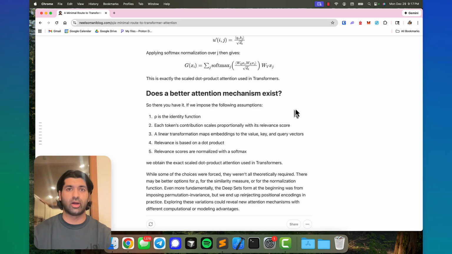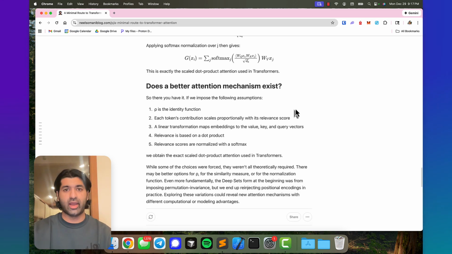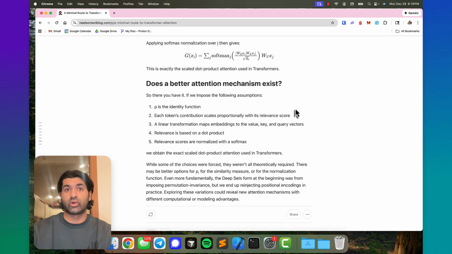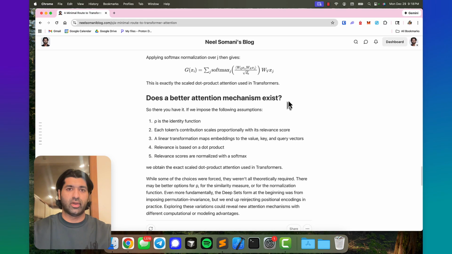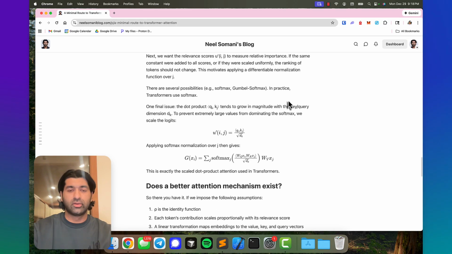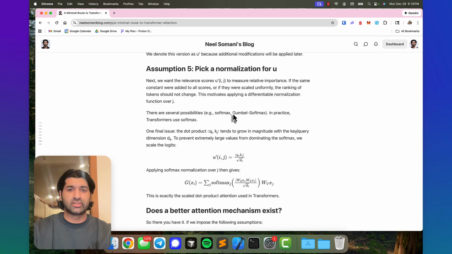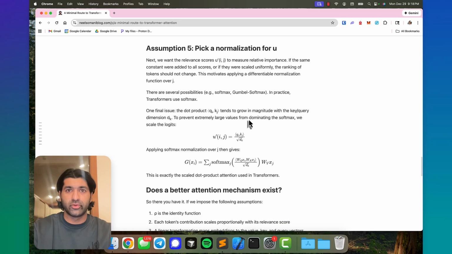There have been many attention operators that have been postulated. People have tested them. Some are more performant than standard transformer attention. Many of them are less performant. In practice, we stick with this mechanism because it works in practice. But there were some constraints that we couldn't choose. For example, the deep sets form. If you want it to be permutation invariant, you're going to end up with a deep sets form for G. For example, if you wanted to have some kind of normalization, you're likely going to end up with softmax, Gumbel softmax, one of the standard normalizations that people use.